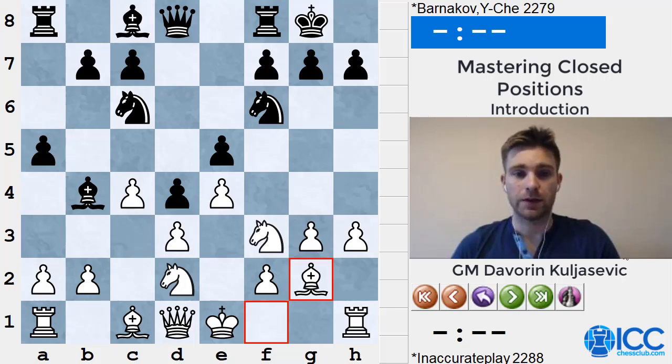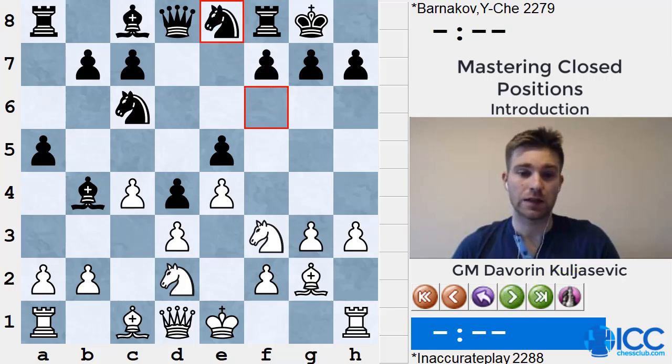The move that black played in the game, knight e8, is actually not appropriate, because if you think about it, where is this knight going? Is it going to d6 maybe? But then this is not really a good square for the knight.